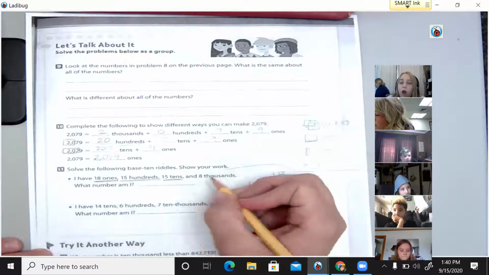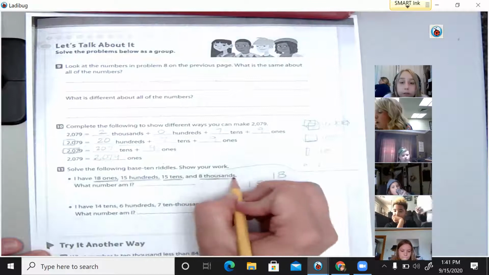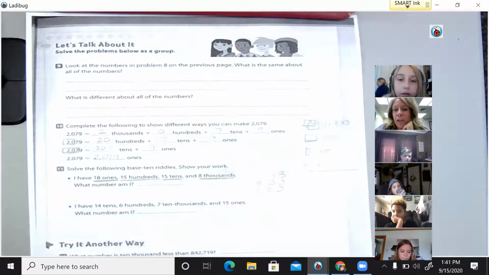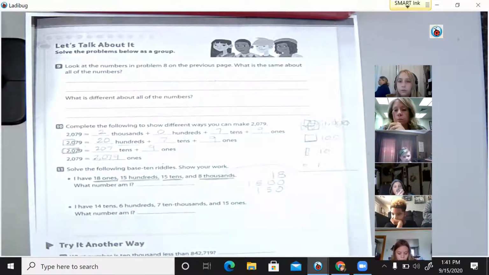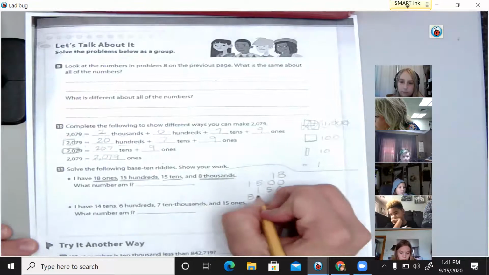And then, Sophia, I haven't heard from you in a little while. 8,000. So that would be like 8 big cubes. What number is 8 big cubes? How much is 1 big cube? 1,000. Yep. So if I have 8 of them, what does that equal? 8,000. I'm going to put 8,000 here.